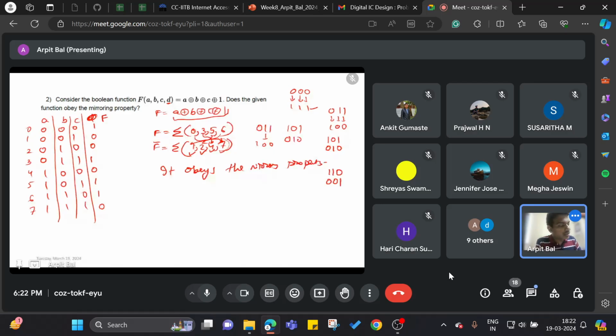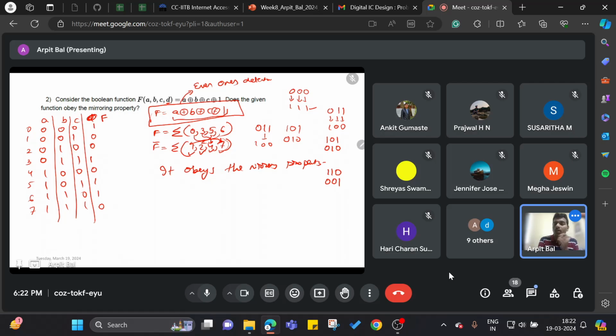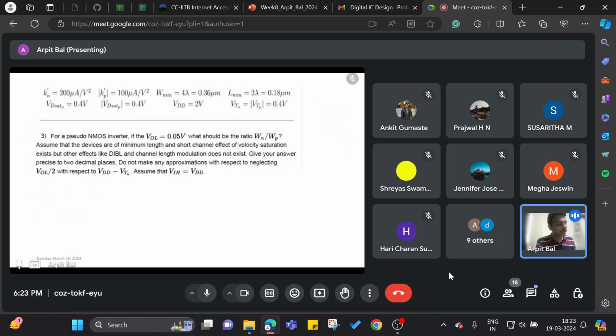As you can observe, this is actually an even ones detector. Whenever there is an even number of 1s, the function becomes 1. Okay, moving on to the next question.